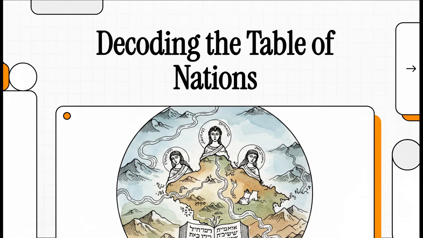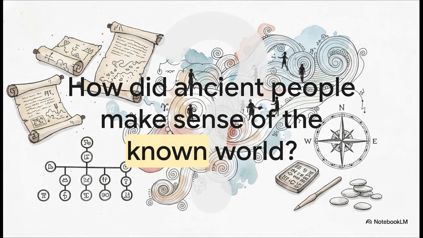All right, let's jump right in. Today we're going to go way, way back in time to decode one of the very first attempts to map all of humanity, the Table of Nations from the Book of Genesis. And this isn't just some dusty old text. It's an ancient document that has literally shaped how people have seen the world and each other for thousands of years. And that's a really good question to kick things off with, right?